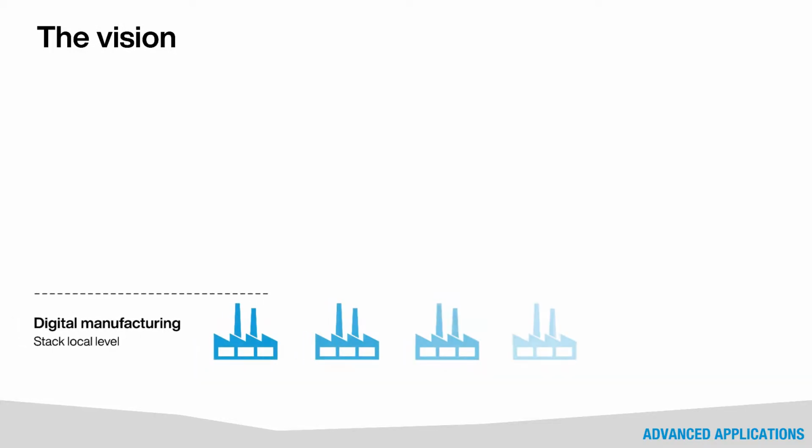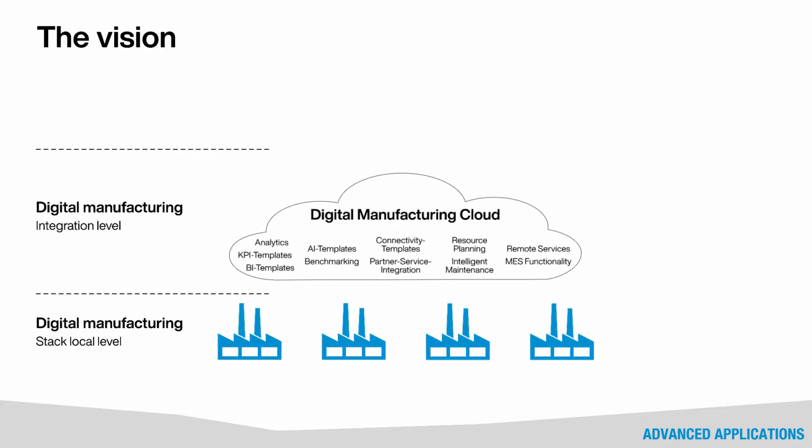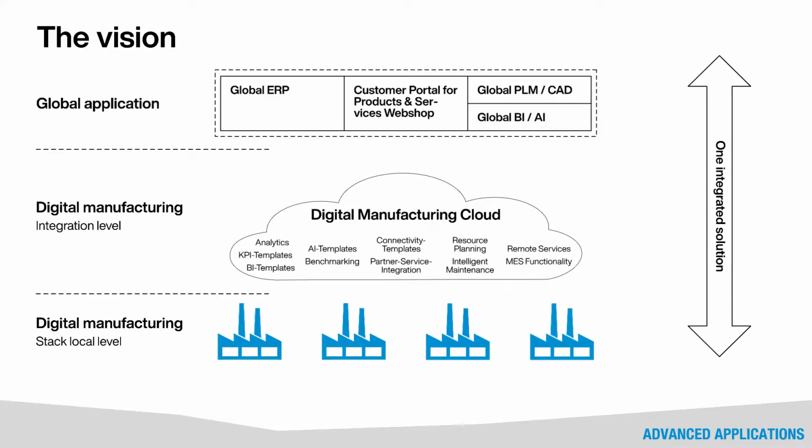What we see in a lot of customer situations is that there are several plants all around the globe, and we want to bring the data all together in this digital manufacturing cloud. So the idea is here really system independent: bring data together, be able to compare it on a global level, and also be able to include, for example, a global ERP or global customer portals for products and service web shops, also other systems like CAD systems or other BI systems. So this is the vision we had before we started to create our Advanced Intelligent Enterprise.